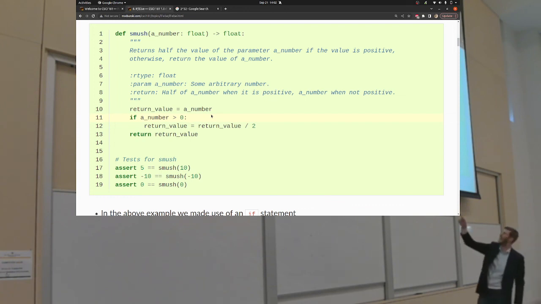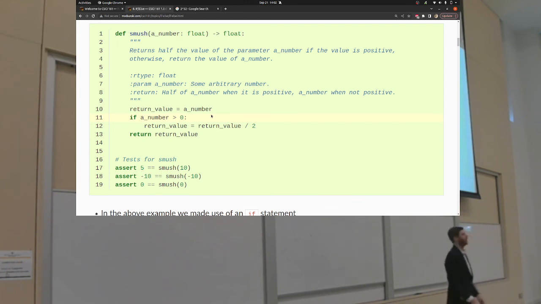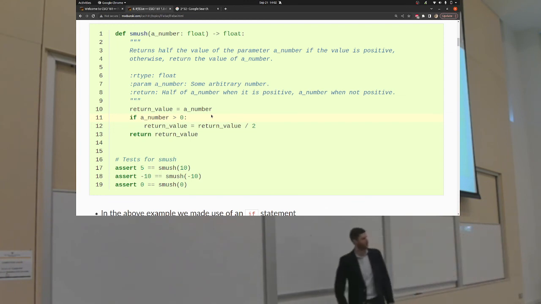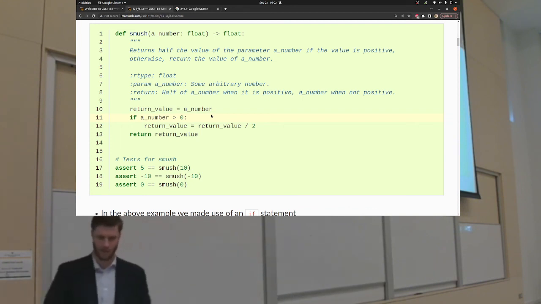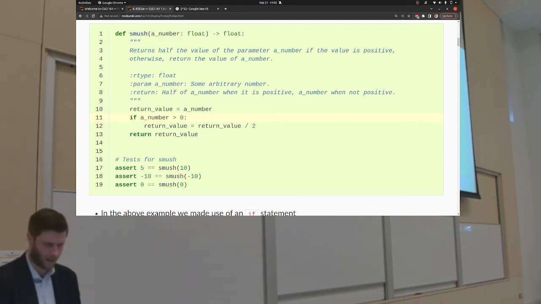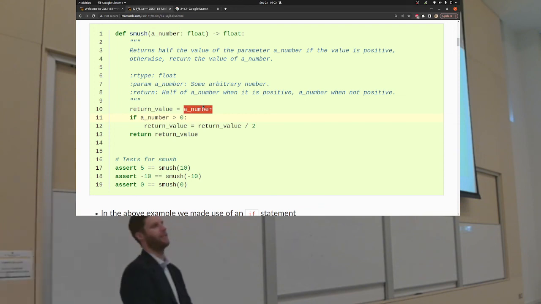So let's think. What happens if a number is 10? Remember, there's no trick. What does the code say? All right, we start with a number is 10. Great. Return value equals a number. So what value does return value have? Yell it. Come on, wake up. You said a number. What value does a number have? No, you're thinking too hard. Let's start over.